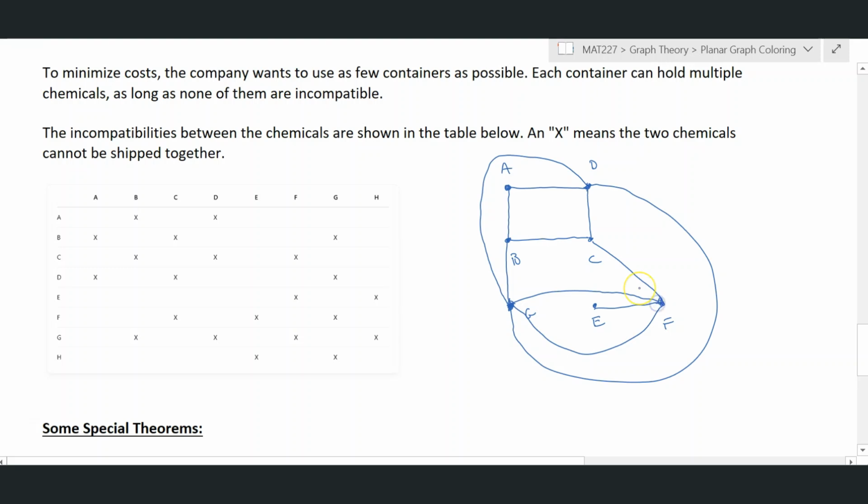You don't have to draw it in its planar representation. Like I said, I don't even know if we're going to be successful. I haven't tried it yet, but it just will allow us to apply our theorem. Now, H can't travel with E or G.